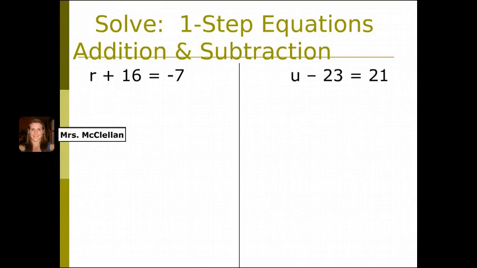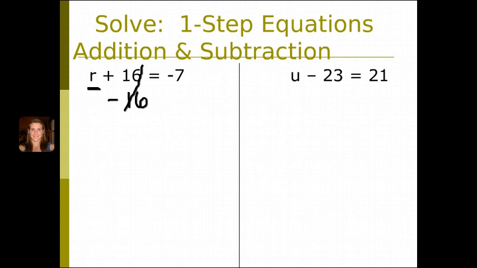Okay, we just learned the terminology, so now we are going to apply the terminology. r plus 16 equals negative 7. This is a one-step equation. Our goal is to get the variable, r in this case, by itself. So we have plus 16 that we need to get rid of. So we want to do the opposite and minus 16 so that it will equal 0.